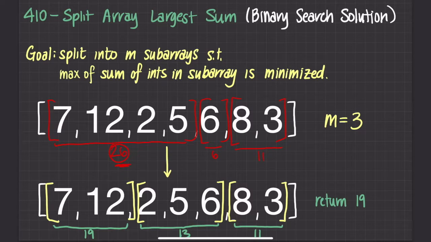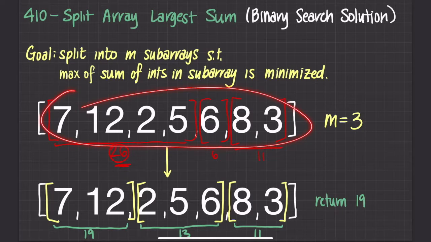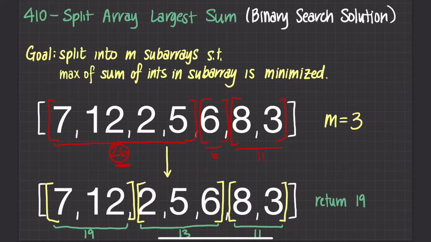In fact, one of the best ways we can split this example is as follows. We could split into 7 and 12, 2, 5, and 6, and 8 and 3 to give us 19, 13, and 11 as the sums accordingly. Ultimately, 19 being the maximum, we return 19, the minimized largest sum possible for the split array.